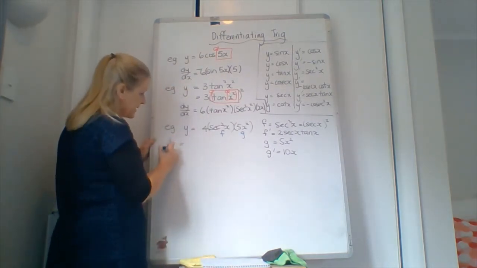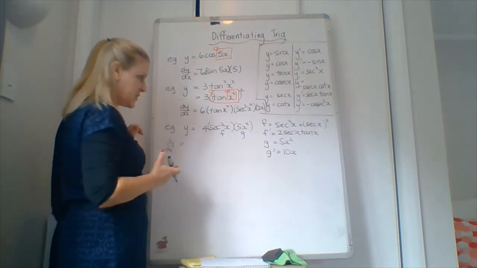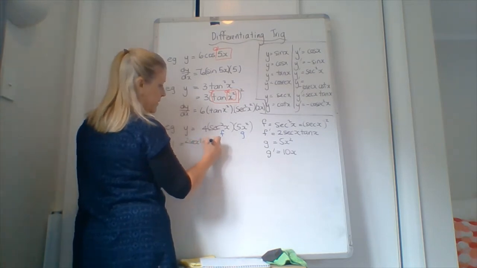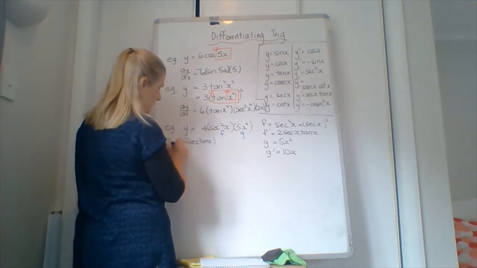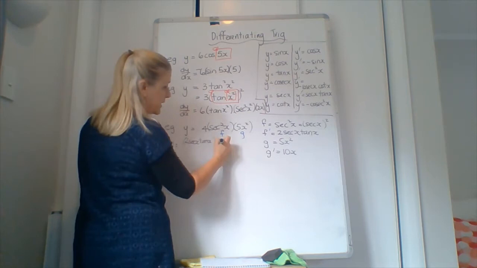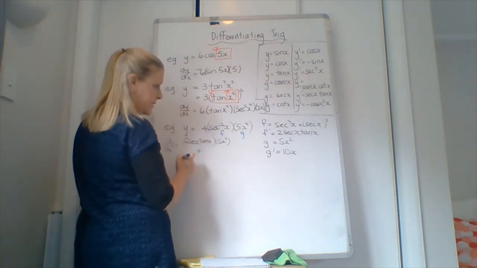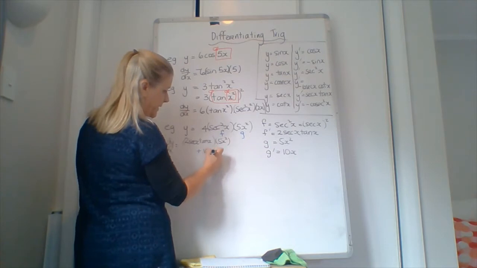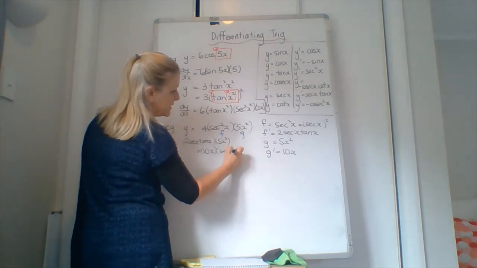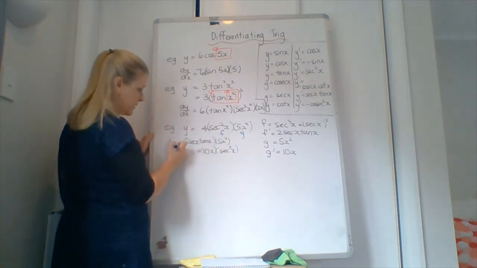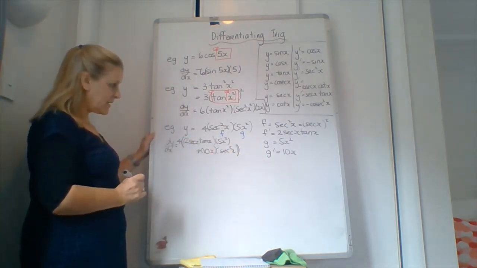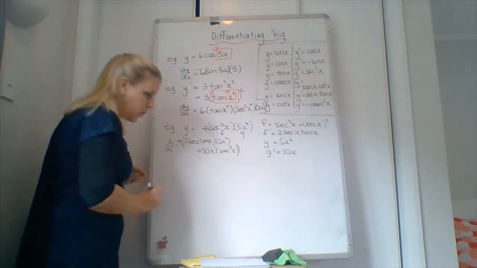Now we have to put it together. So dy by dx equals f dash g plus g dash f. 2 sec x tan x in brackets times g, 5x squared, plus g dash 10x in brackets times f, sec squared x bracket. Now don't forget the 4. So 4 of all of this. All right, and that's the answer. Leave it like that. One more.